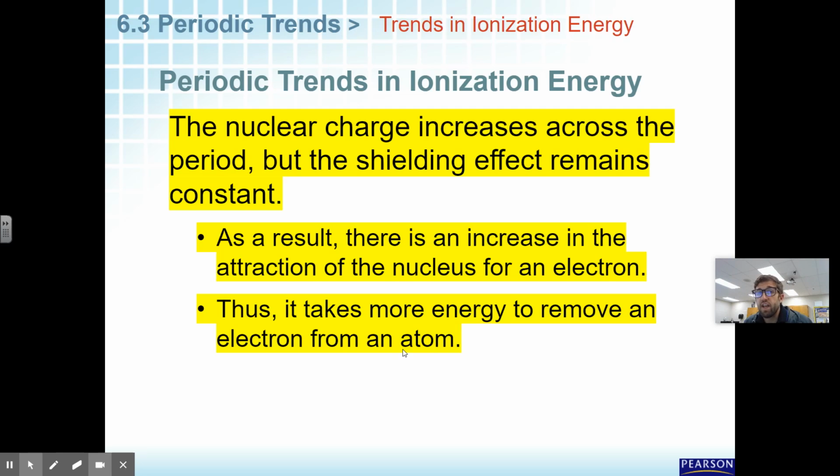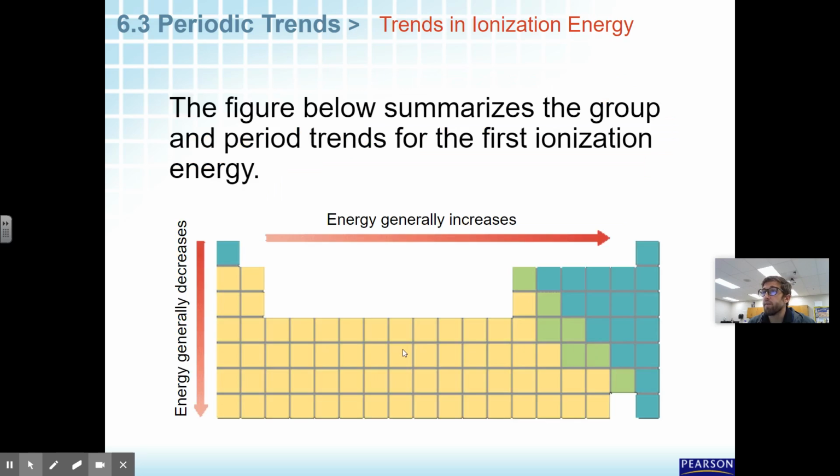It's like if you're trying to take a piece of candy from a baby. It's a lot easier to take a piece of candy from a baby than it is to take it from a professional wrestler or somebody like that, boxer or whatever, because they are a little bit tougher than the baby. Okay, so it takes more energy to do that.